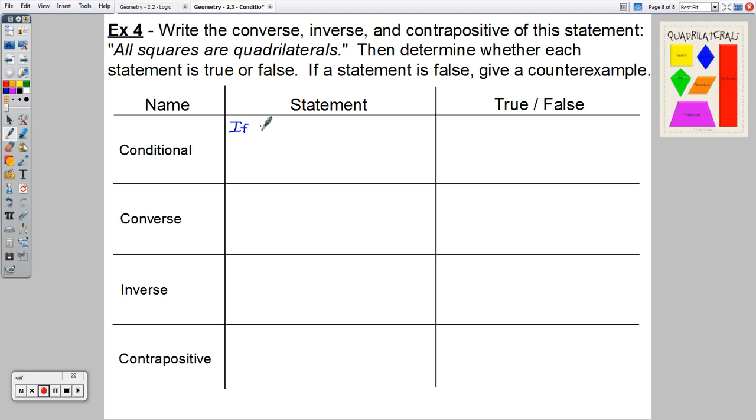So I could go with, if a figure is a square. I don't want to say if it is a square because it's too general at that point. You haven't described what it is. A figure, that's a better way to say it. So if something is a square, if a figure is a square, I suppose you could even say if a polygon is a square. But if a figure is a square, then now I can say it because I'm referring to a figure, then it is a quadrilateral.